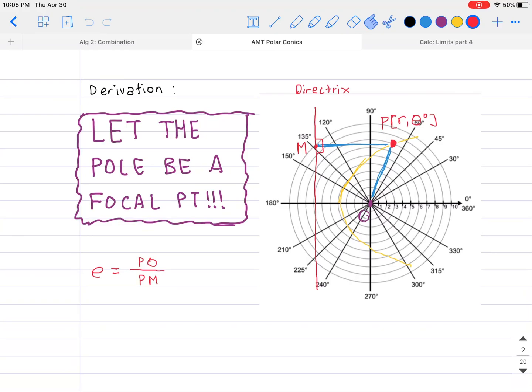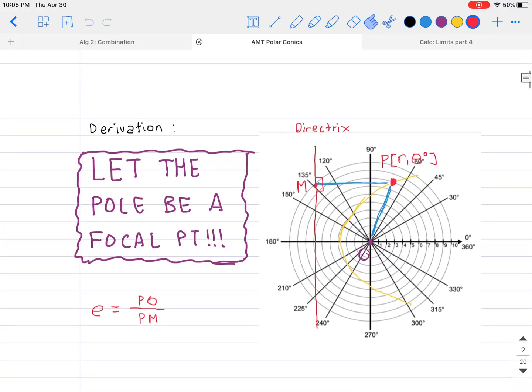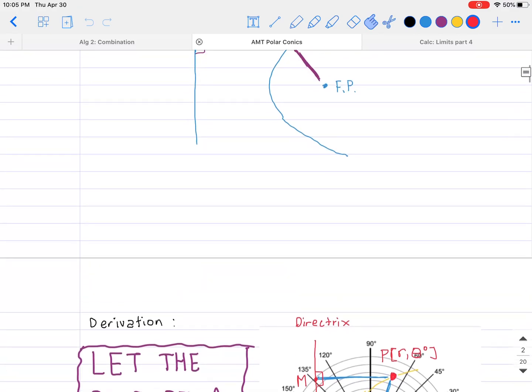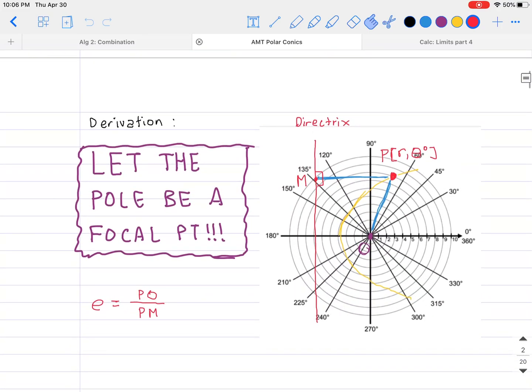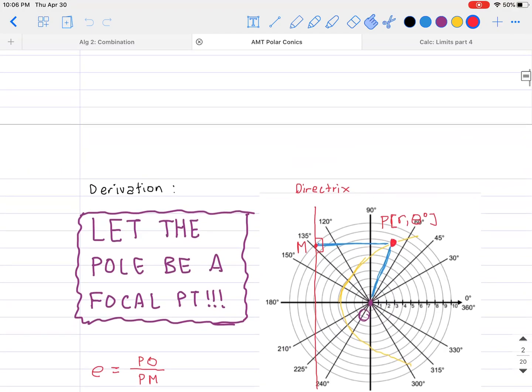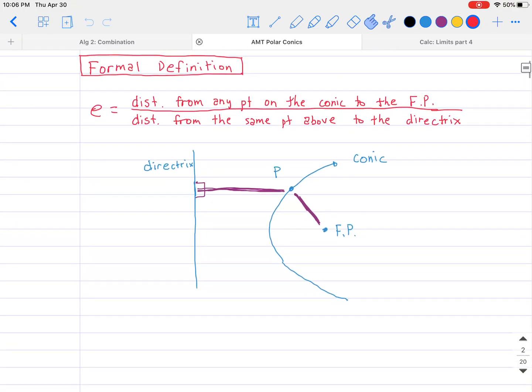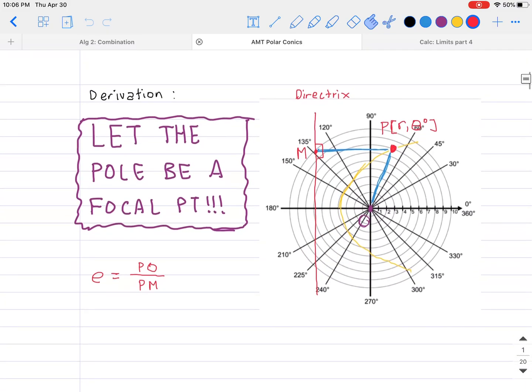Then you have the directrix, which is on the opposite side. So we're going to go ahead and look at E, the eccentricity, as that ratio then. So E is equal to the numerator, again, which is supposed to be the distance from any point on the conic to the focal point. So in our picture right here, that's going to be PO, then divided by PM, which represents the distance from that same point to the directrix.